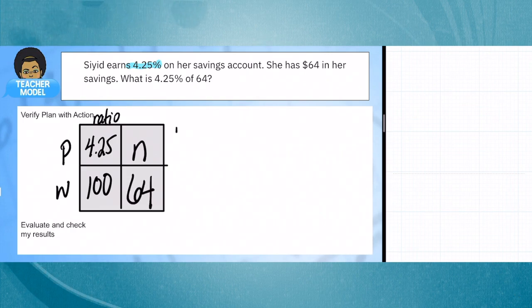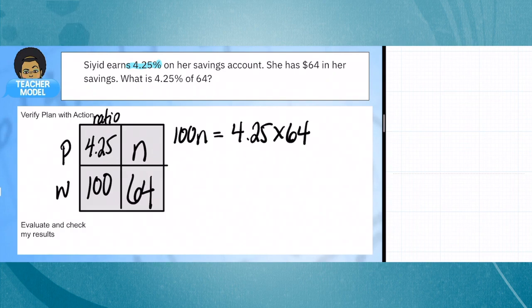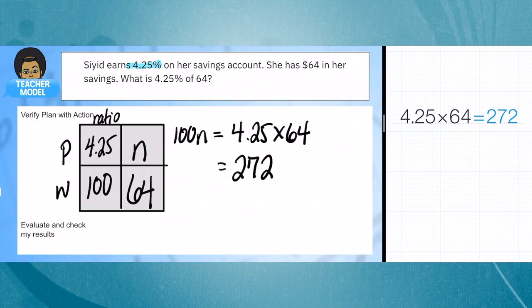All right, as always, we're going to cross multiply. So 100n is equal to 4.25 times 64. We'll use our calculators to do this to be more efficient. And we're getting 272. So 100 times a number is equal to 272. And you're going to see this a lot. Anytime we have percents, a lot of times we're going to see 100 times a number. And that's great because to figure out that number, we're just going to divide by 100.